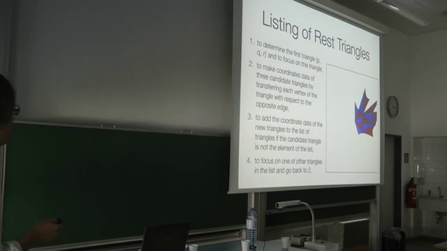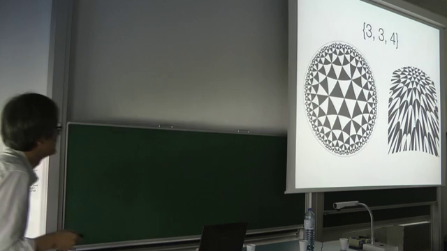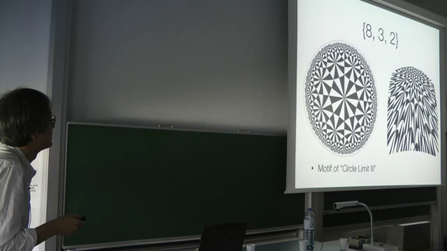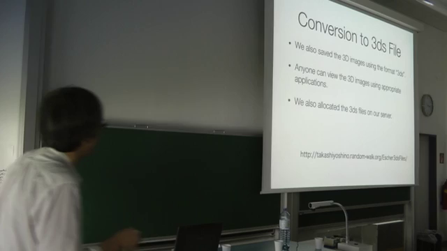Then I can obtain the three-dimensional pattern of Coxeter patterns. This is an example of 334, and this is an example of 832, the motif of Circle Limit 3, and this is the 624. I also converted these patterns into 3D spirals.